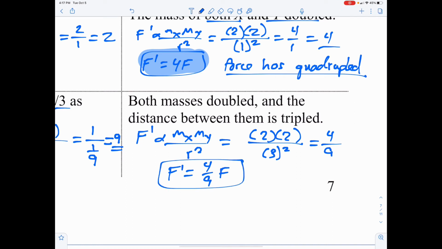Now, 4/9, what is 4/9? Well, 4/8 would be a half. So 4/9 would be a little less than a half. So the new force is basically a little less than half the old force. That's kind of another way to think about it.